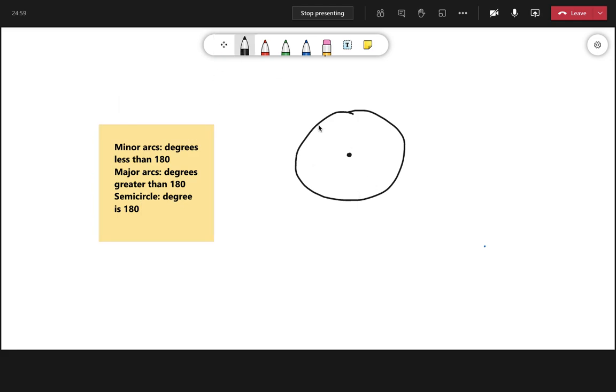Here's an example of a minor arc. This angle right here is clearly less than 180 degrees. The arc that it creates, like this one, AB, arc AB, would be a minor arc because it is less than 180 degrees. Let's do an example of a major arc.